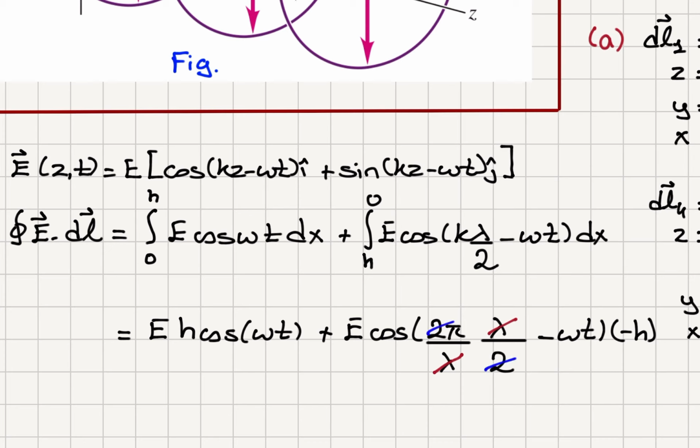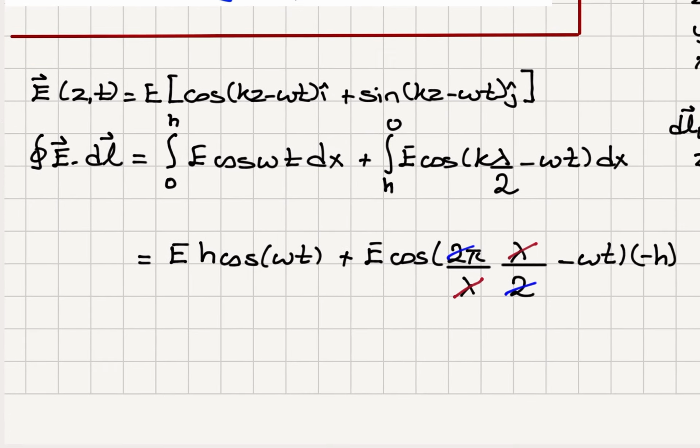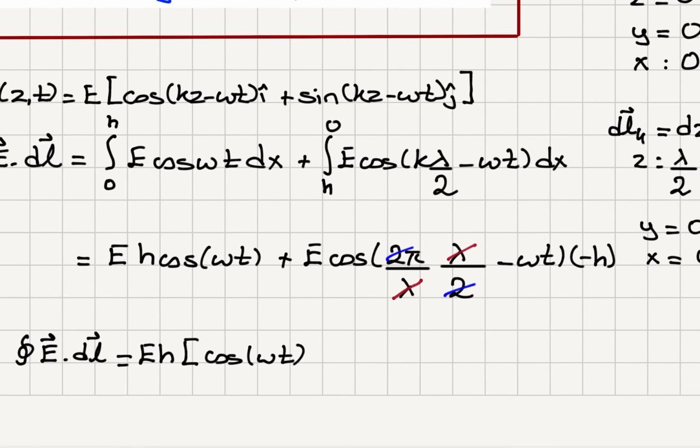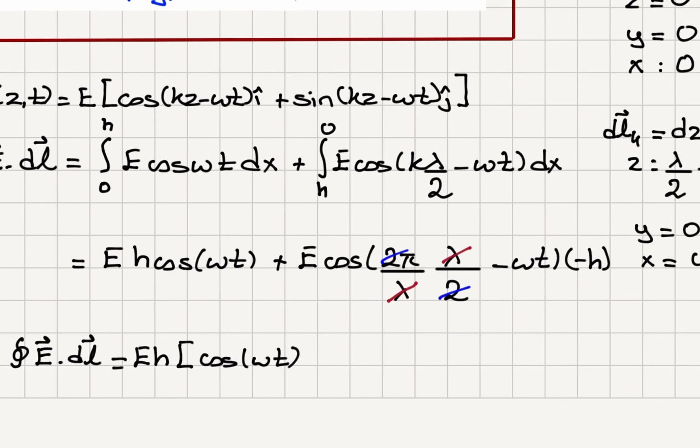So I will be left with the following: the closed path integral of E dot dl is equal to EH. Now, the first term here is cosine omega t. Here I have cosine of pi minus omega t.